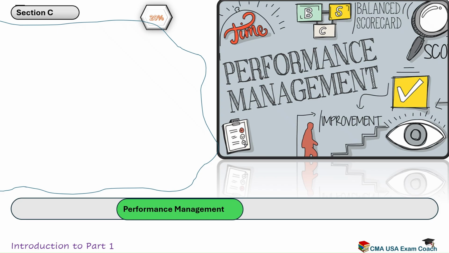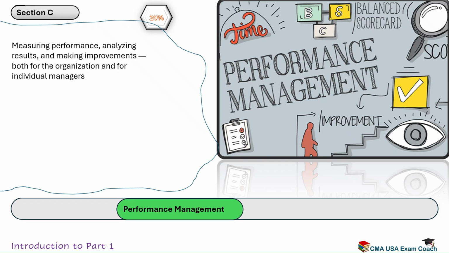If Section B was about planning for the future, Section C is about checking how well those plans are actually working. In other words, this section focuses on measuring performance, analyzing results, and making improvements, both for the organization and for individual managers. Performance management ensures that all parts of a business are working efficiently toward the same objectives. It's like the feedback loop in a continuous learning system. You plan, you act, you check the results, and then you improve.